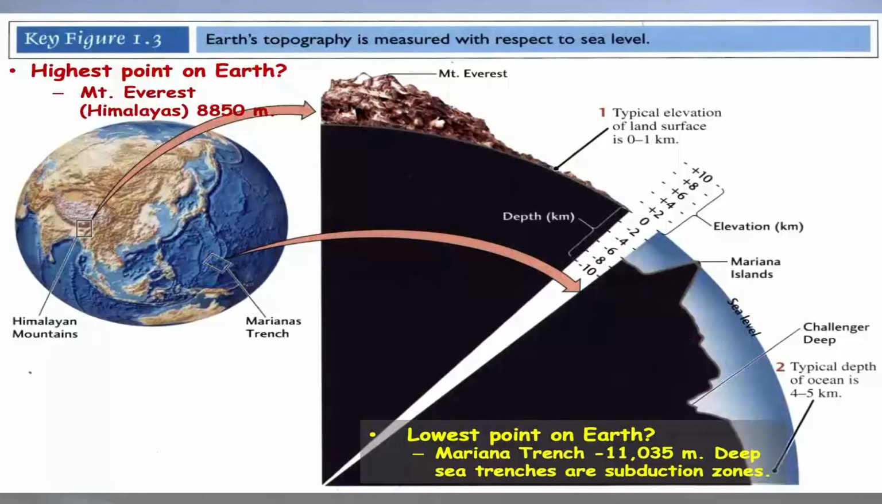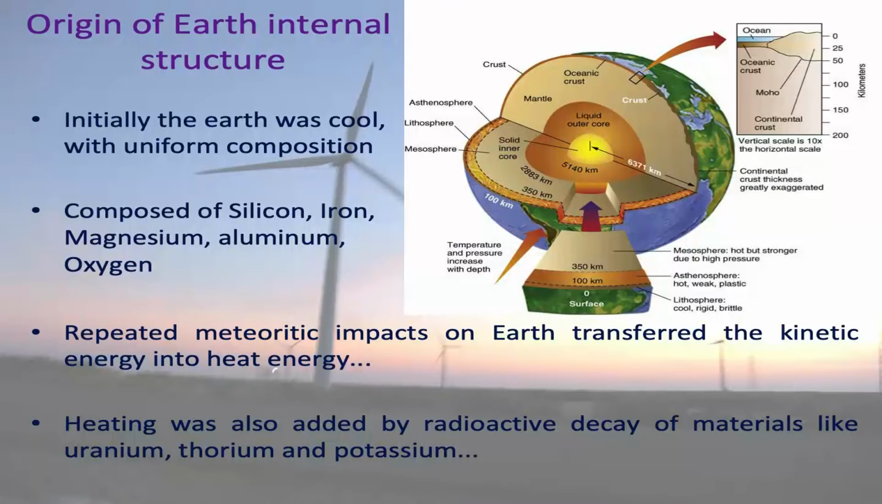Welcome back. So in the last lecture we were talking about the highest and the deepest point on the earth. The highest point on earth is Mount Everest, and the lowest point on the earth is the Mariana Trench. Now, further talking about the origin of earth's internal structure.